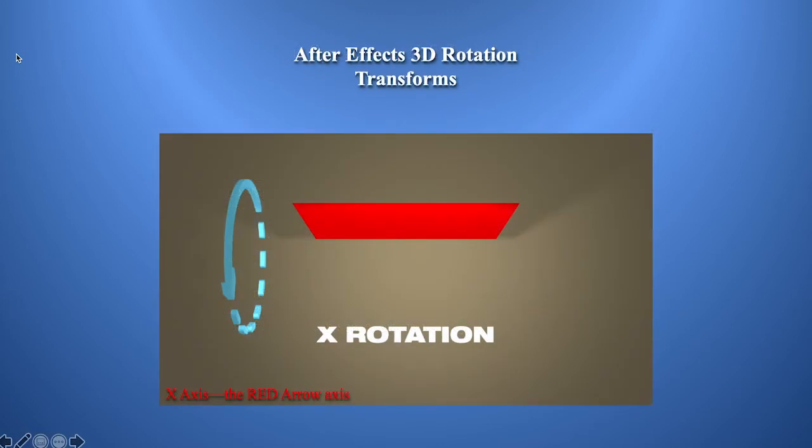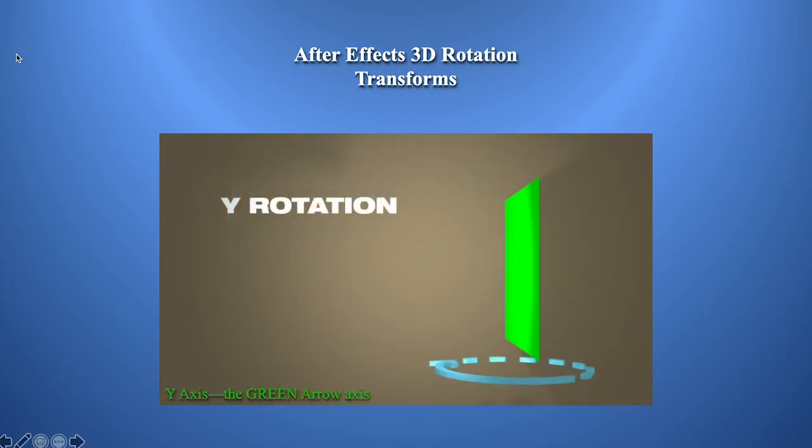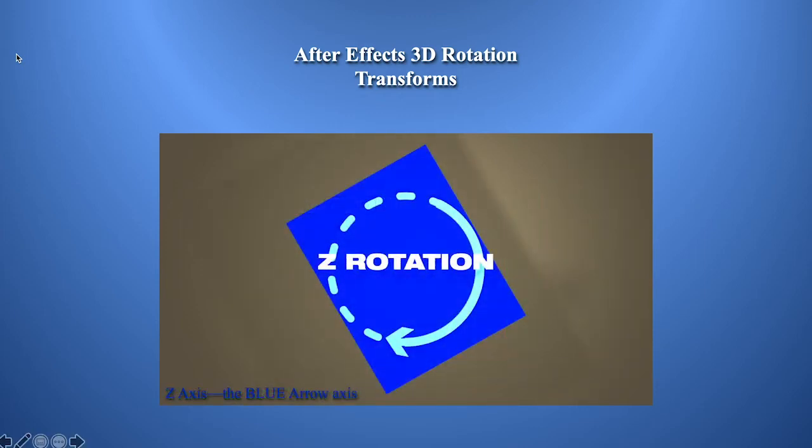This is an example of what an X rotation would look like. It's the red arrow axis, and you can see from the little arrow I've got in the circle that it rotates towards the viewer. The y-axis, the green arrow axis, rotates. As you can see, it's standing up and rotating from the bottom there. And then the z-axis is the blue arrow axis, and it spins around like a pinwheel in a clockwise fashion.